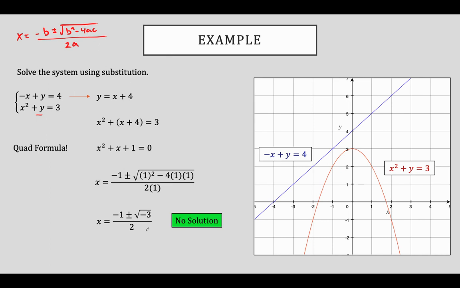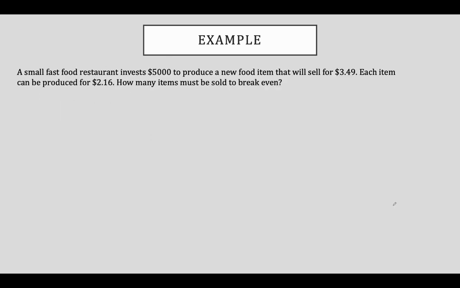All right, if you were to graph each one of these curves, here we have the line negative x plus y is equal to 4, and we have the parabola x squared plus y is equal to 3. Notice that they do not intersect, and because they do not intersect, there is no solution to that system. Let's try another one. Ooh, a word problem.